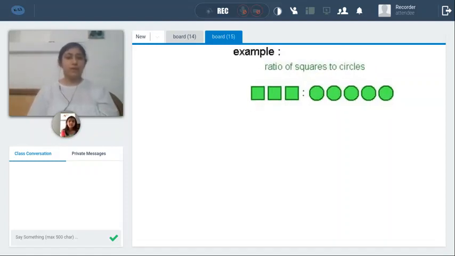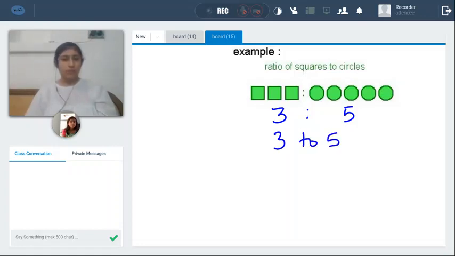Now here you can see that the question is to find the ratio of squares to circles, right? Now we have 3 squares and we have 5 circles. Now there are 3 ways to write it. You can either put a colon and call it 3 ratio 5, or you can write it 3 to 5, or in fraction form, which is 3 by 5.